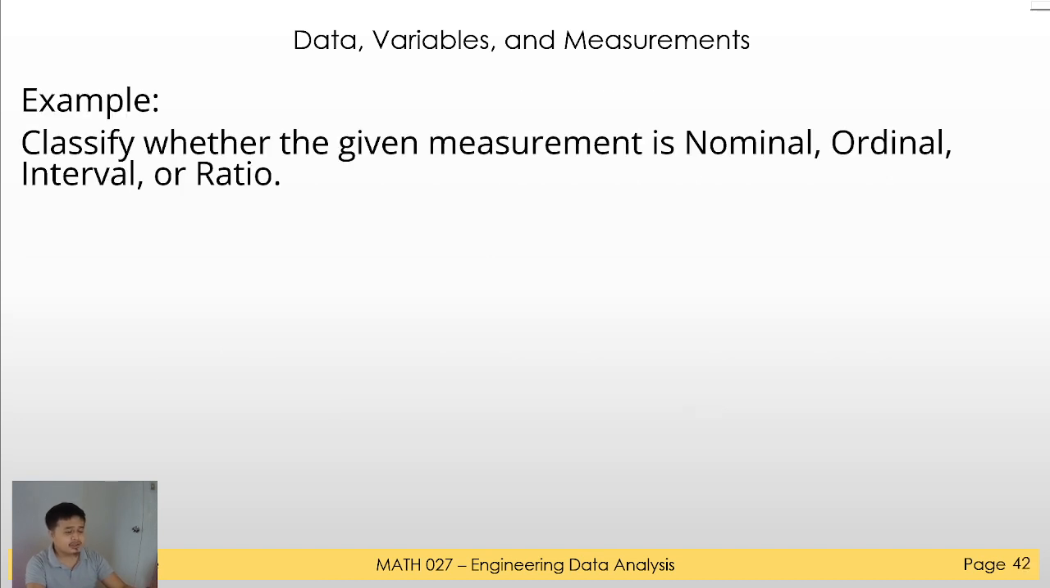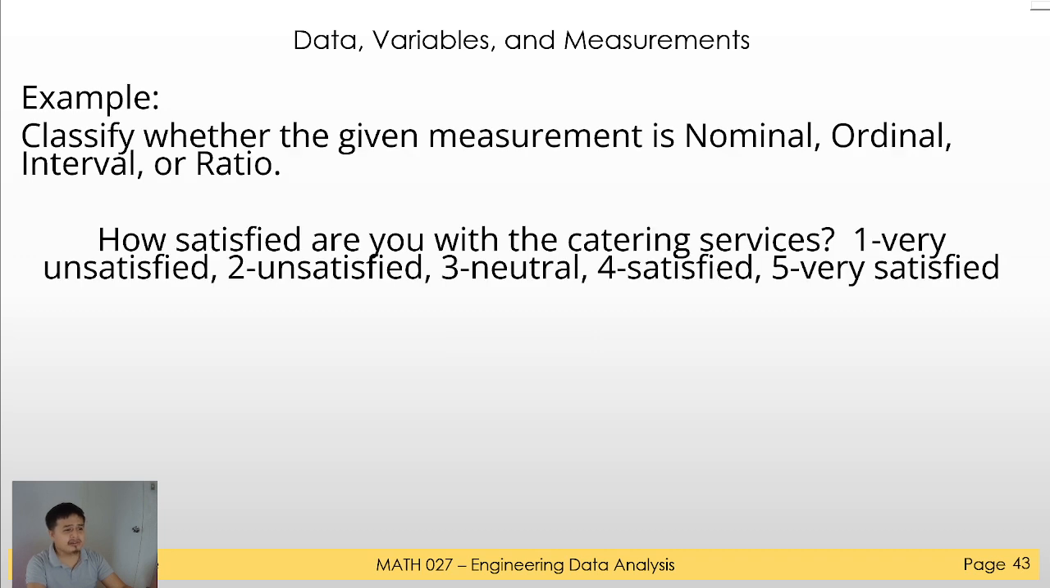So for the place of residence, is it nominal, ordinal, interval, or ratio? So it is not numerical, so it could be either nominal or ordinal. But since the place of residence has no order to it, therefore this is nominal. Okay, and then another one given here.